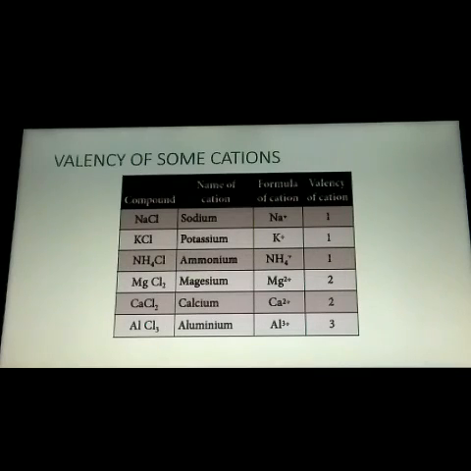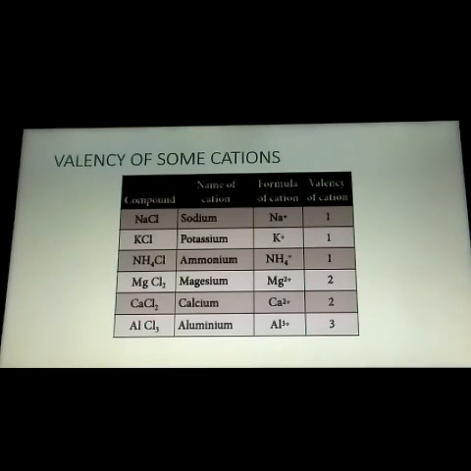Now let us see valency of some cations also. In case of sodium chloride, can you say which is the cation here? Yes, it is sodium. In case of potassium chloride, the name of the cation is potassium. Likewise, we may be able to write the formula and valency for some cations also.